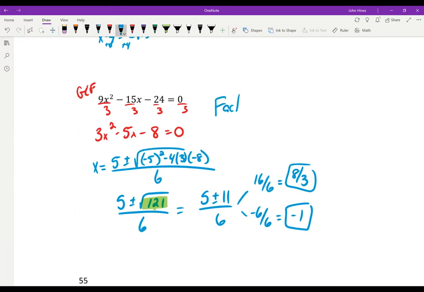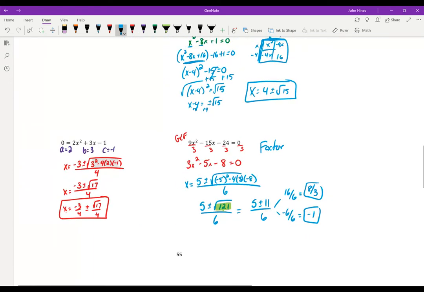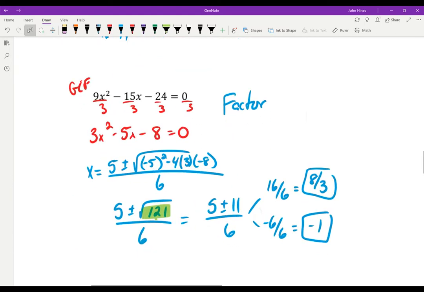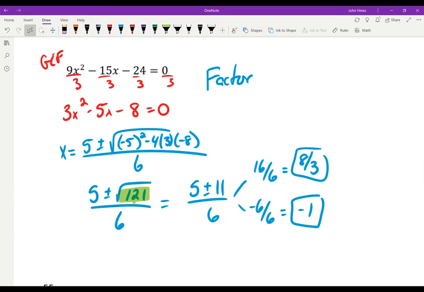I could have made a box and factored, but when in doubt, the quadratic formula always works, which is the beautiful thing about it. So that's it for solving quadratic equations, guys.